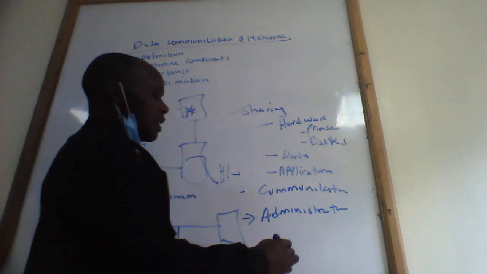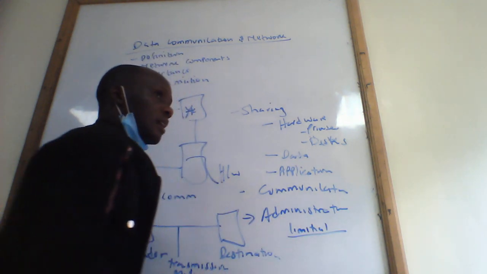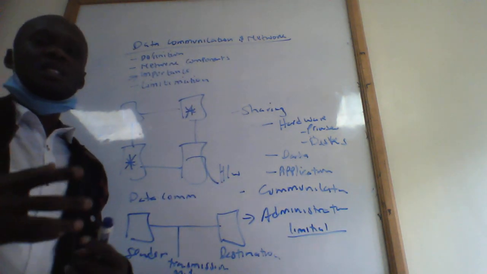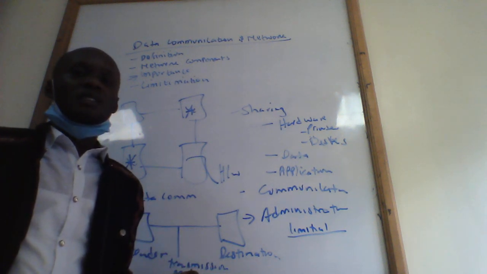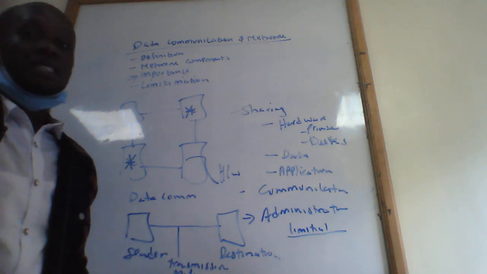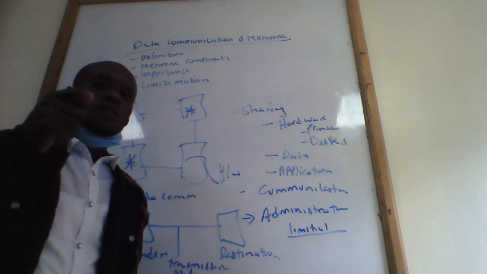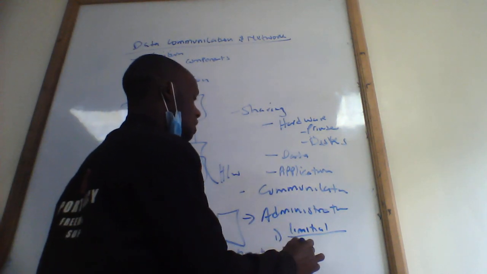We have what we call limitations of a network. One is cost. Setting up a network is very expensive. In case one device fails, or the network channel fails, it means the entire network will be down. So troubleshooting will also be expensive. So that's number one. Number two is security.